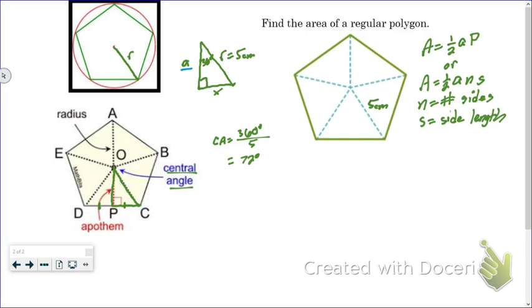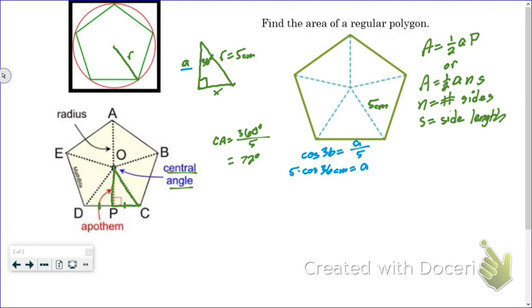The apothem is the side adjacent to the angle, and we know the hypotenuse. So adjacent and hypotenuse tell me I'm going to use cosine of 36 degrees to be equal to the adjacent side, the apothem, over the hypotenuse of 5. Solving for the apothem in this case, multiply both sides by 5, and I'll get 5 times the cosine of 36. And I can leave that as an exact number. I can say 5 cosine 36 centimeters, and that's the exact apothem.